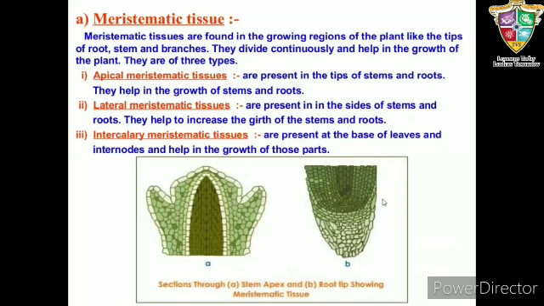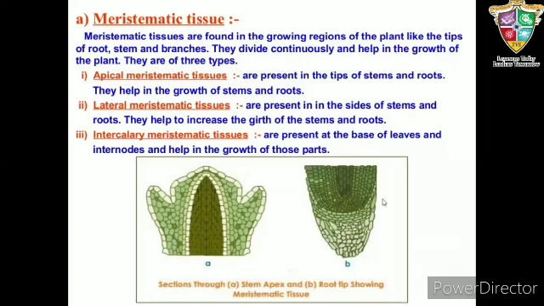Now, lateral meristems occur on the sides and help in increasing the girth of the stem. This is called secondary growth. Intercalary meristems are located at the base of the leaves or internodes. Example, stems of grasses and other monocots. It also helps in growth of leaves and elongation of internodes.